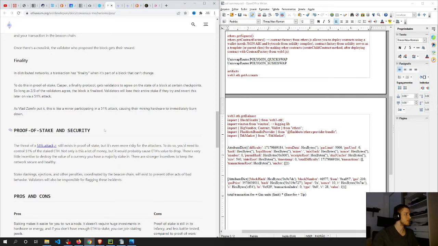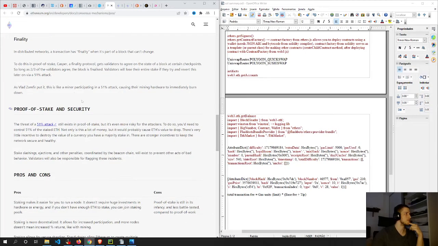In distributed networks, a transaction has finality when it's part of a block that can't change.